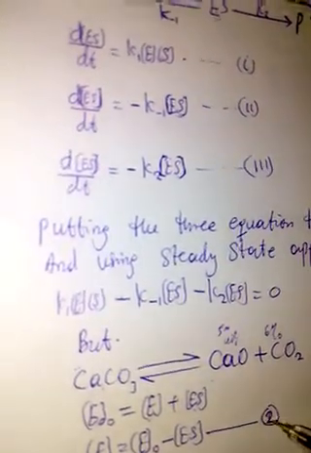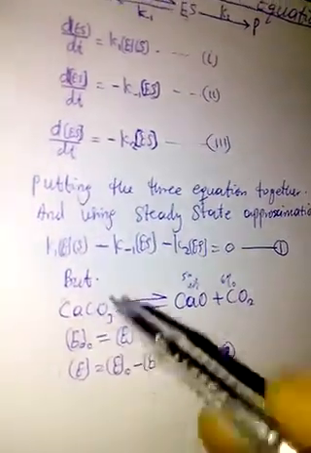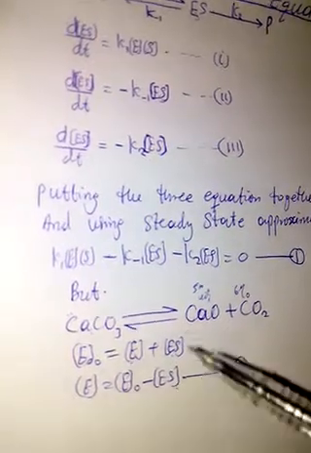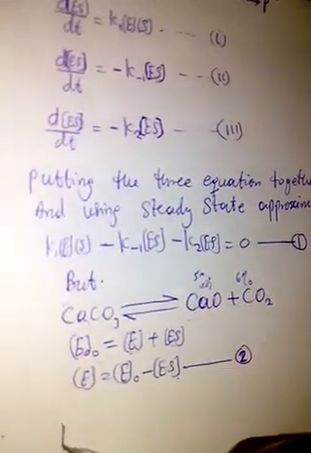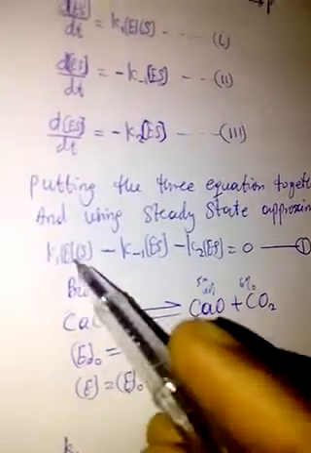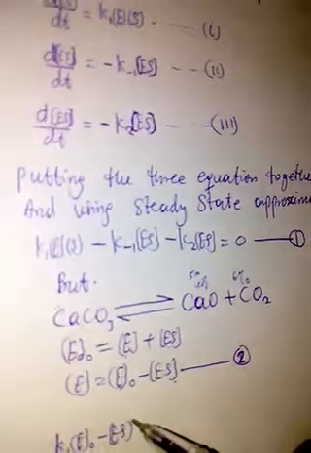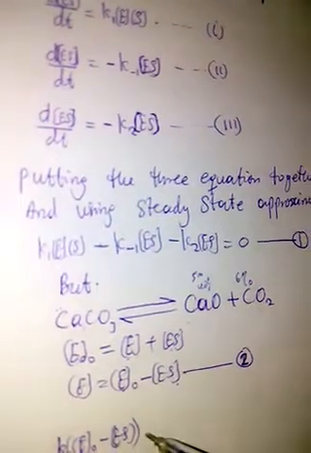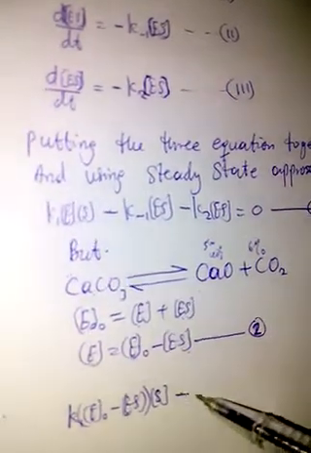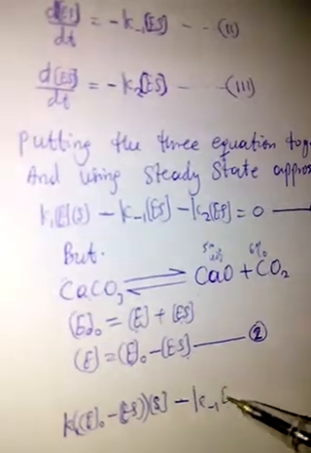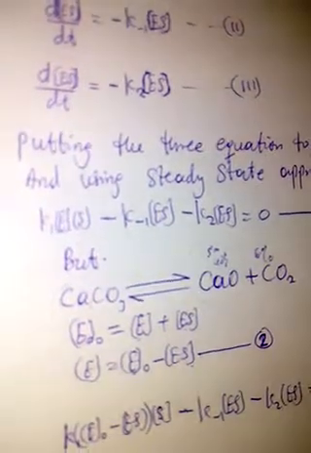Now let me say this is equation 2. This is my equation 1. So you can now substitute 2 into 1. And I substitute, we have K1, this E here, E0 minus ES, in brackets, S, concentration of S, minus K minus 1 ES minus K2 ES equals 0.